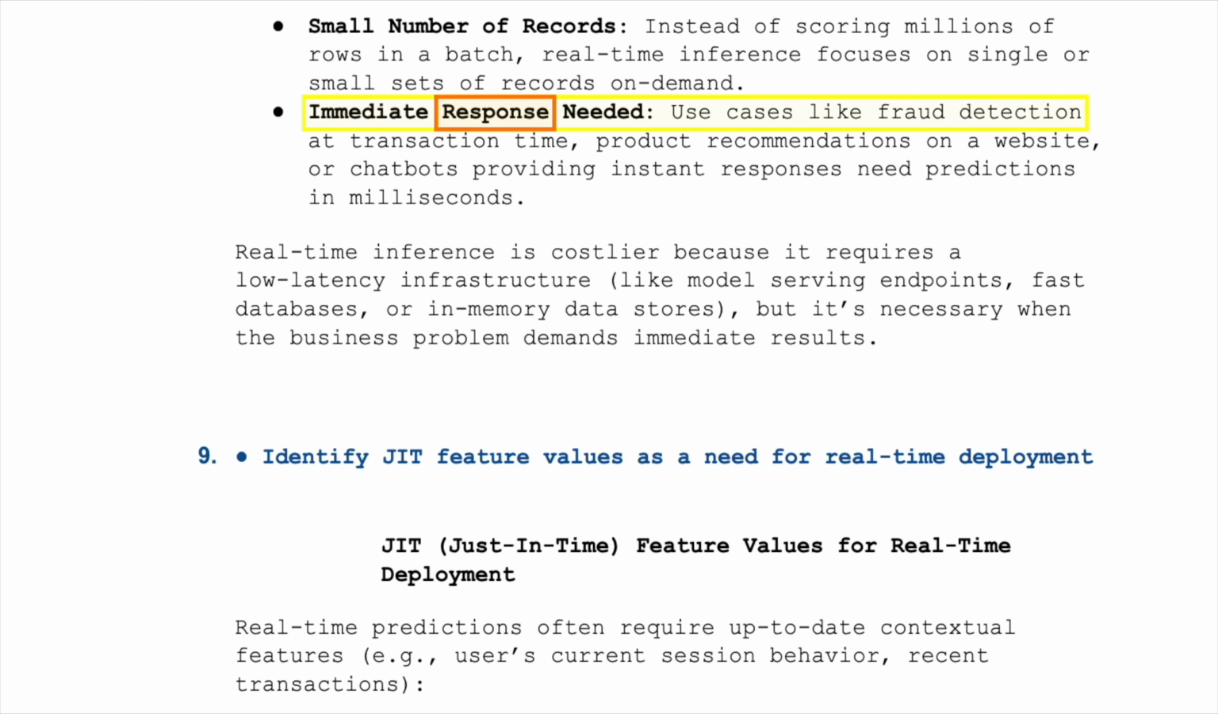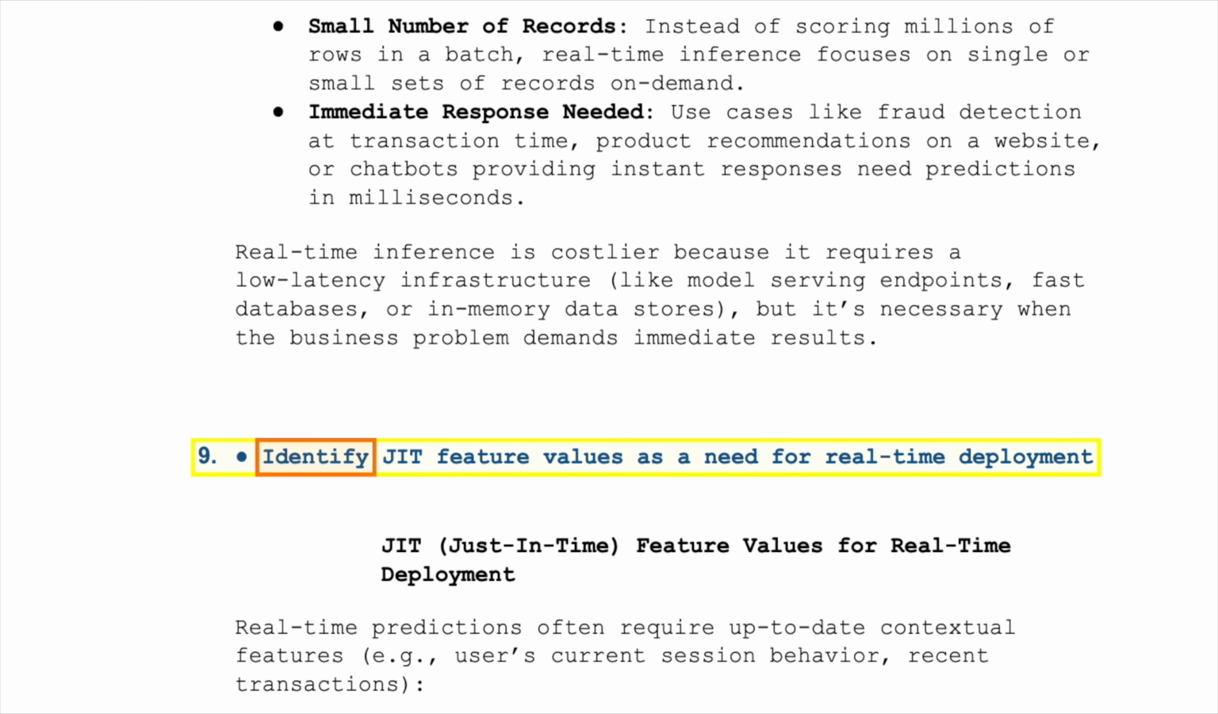Immediate response needed. Use cases like fraud detection at transaction time, product recommendations on a website, or chatbots providing instant responses need predictions in milliseconds. Real-time inference is costlier because it requires low-latency infrastructure like model serving endpoints, fast databases, or in-memory data stores, but it's necessary when the business problem demands immediate results.